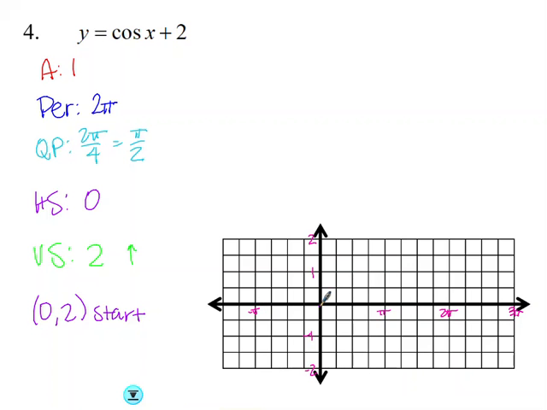My starting point is 0, 2. So I'm going to go ahead and extend my graph up to 3. Since we have a cosine function, we're going high, 0, low, 0, high. The amplitude is 1, so I'm going to go up 1 from my starting point. That'll be high. My quarter period is pi over 2. And when I say 0, I mean in line with the starting point.